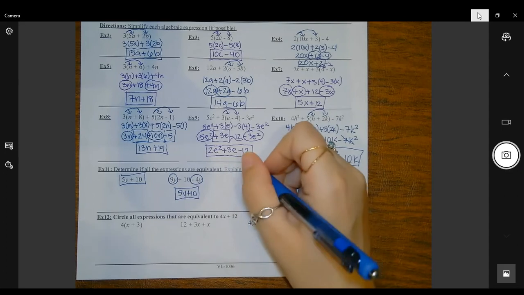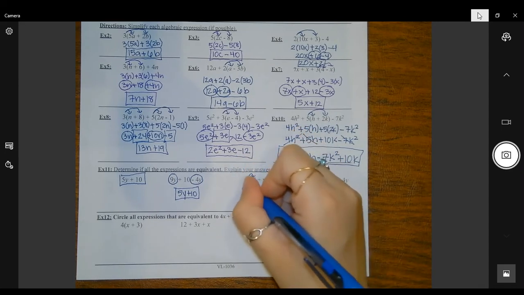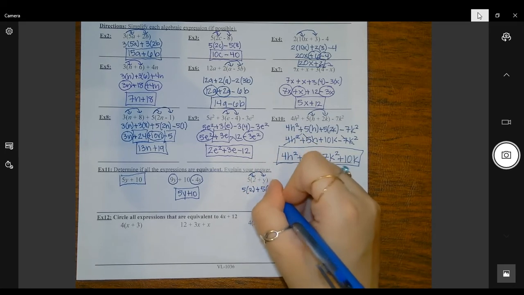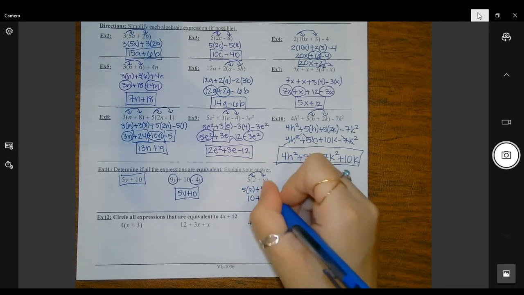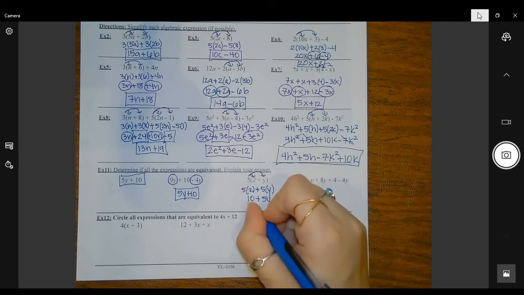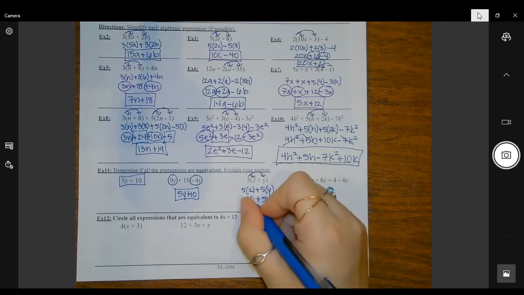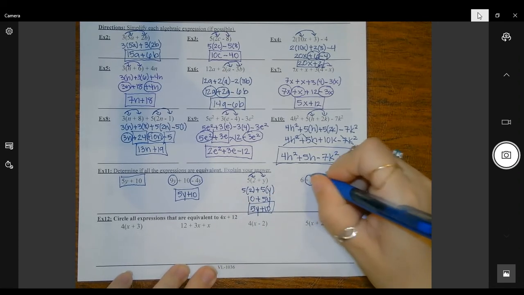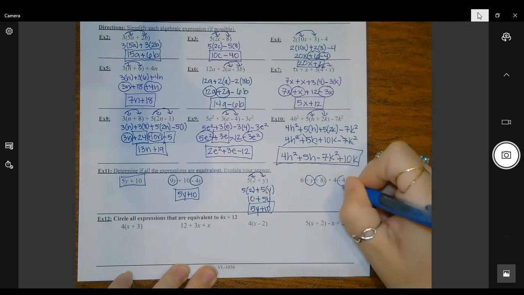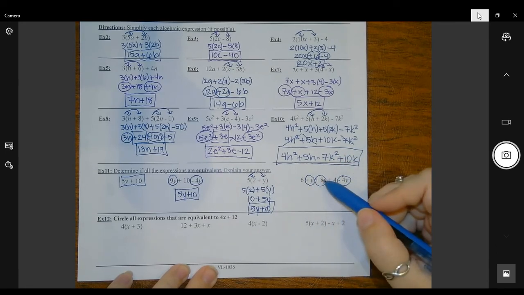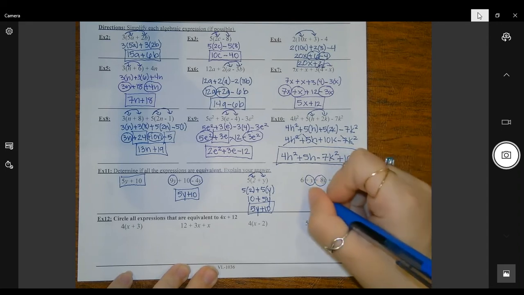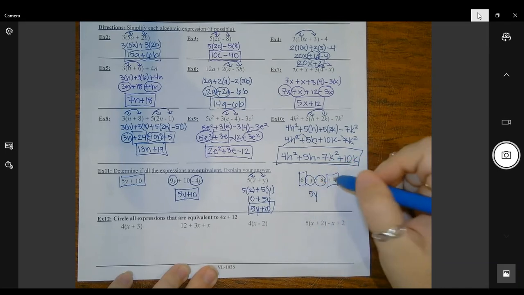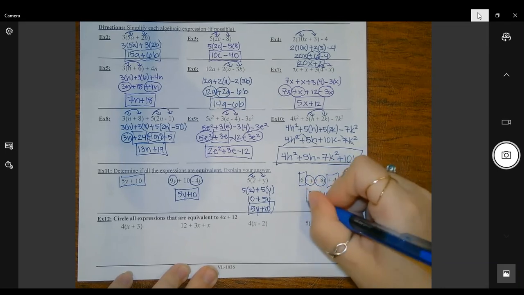Done. Here, I need to distribute, so you have 5 times 2 plus 5 times y. Well, 5 times 2 is 10, plus 5 times y is 5y. And then if we wanted to rewrite it, you have 5y plus 10. Okay, now this last one. You have a y, an 8y, and a negative 4y. Well, 1 plus 8 is 9. 9 minus 4 is 5y. Then we have these two constants of 6 plus 4, which is 10.